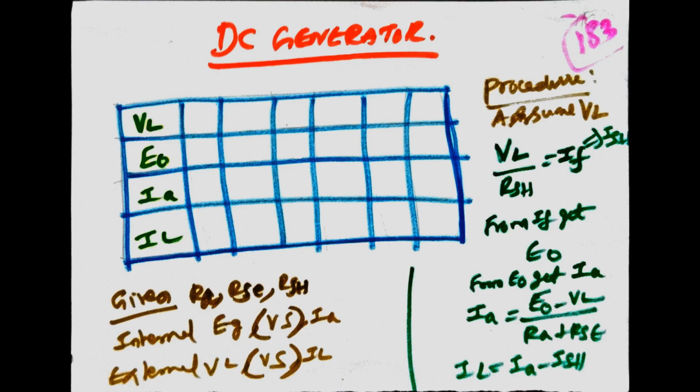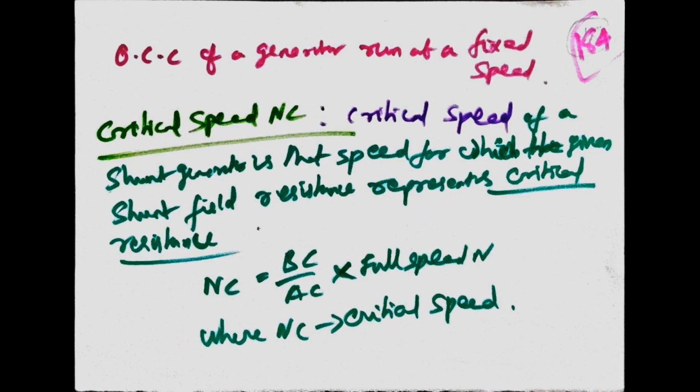The DC generator tabulations are obtained from the internal and external characteristics test. Procedure: assume VL. VL divided by RSH is equal to IF. From IF get the E0 value. From E0 get the IA value. IA is equal to E0 minus VL divided by RA plus RSC. IL is equal to IA minus ISH. The given values are RA, RSC, RSH. For the internal graph we obtain EG versus IA. For the external graph we obtain VL versus IL.